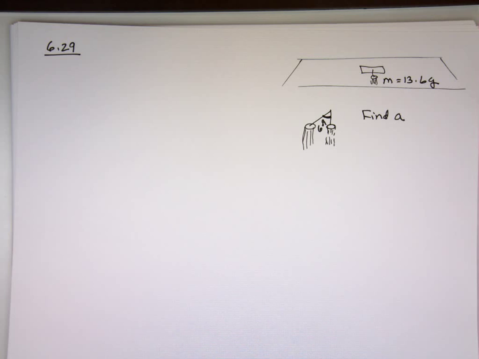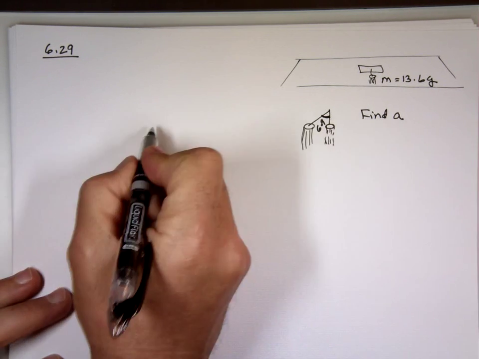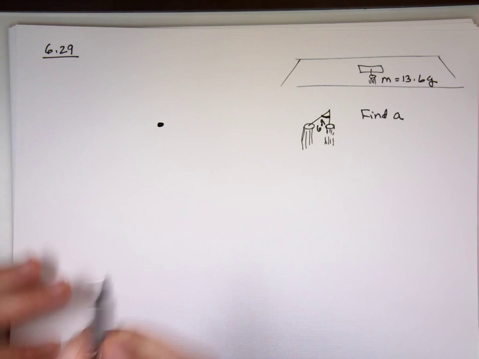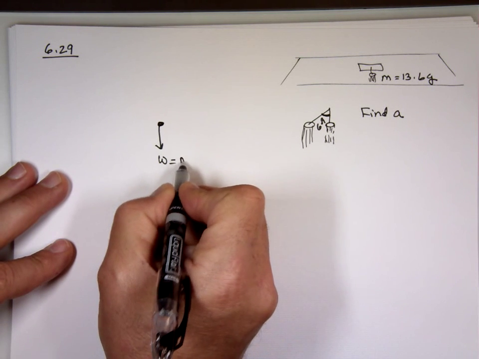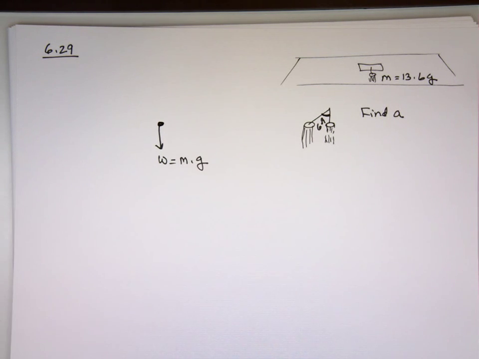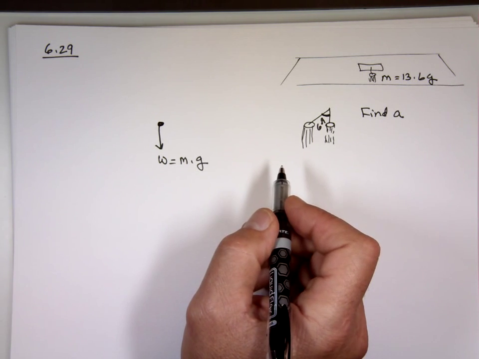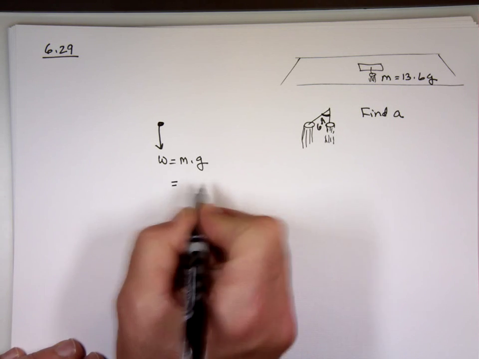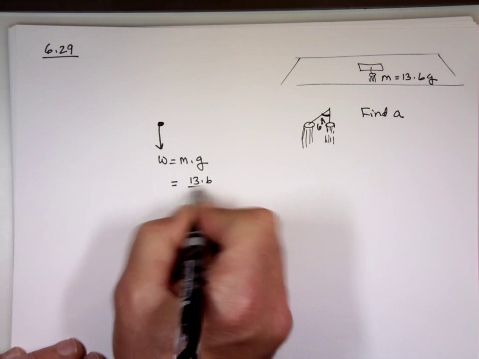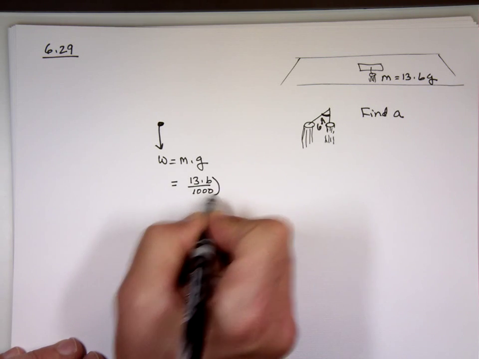So what is the acceleration? Well, when you look at that tassel, let's look at the forces acting on it. Here's the tassel, this little dot. We get the weight of it down, which is mass times gravity. And the mass is what? 13.6 grams. Let's change it to kilogram, divided by 1,000. Times 9.8.